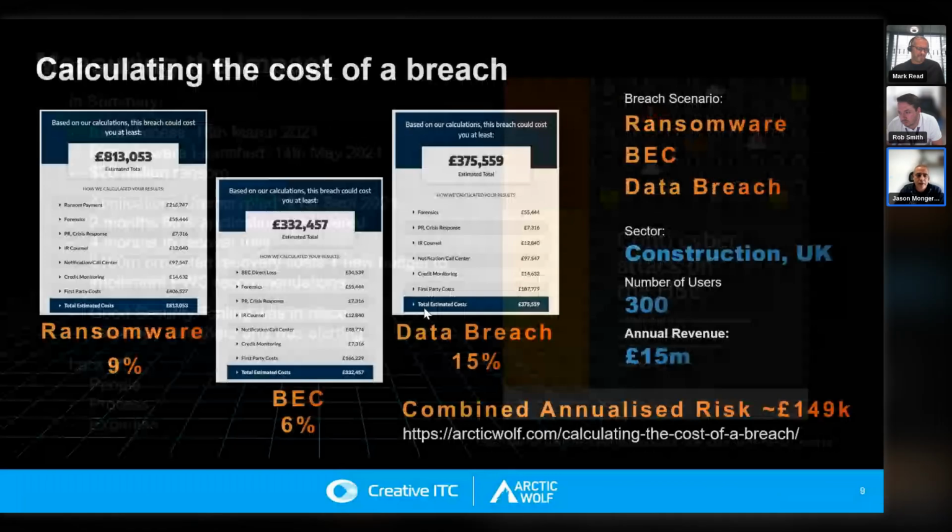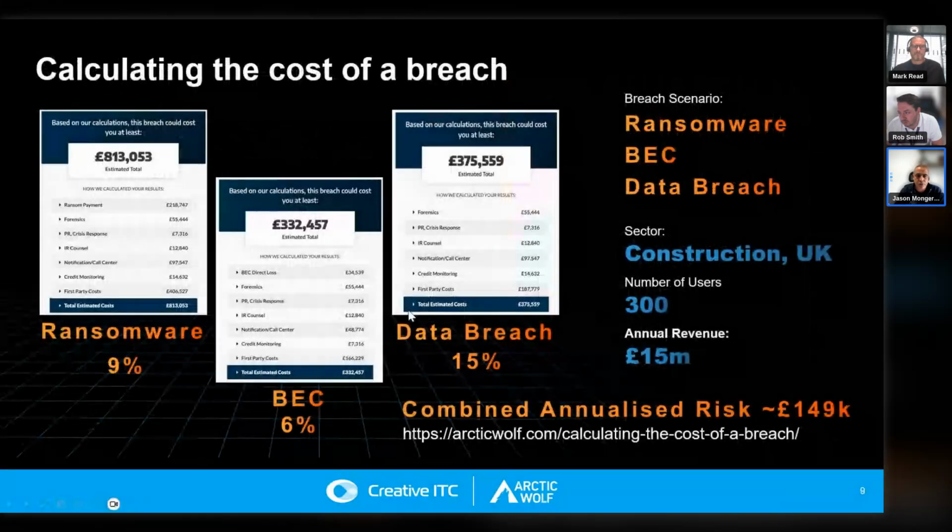Okay, perfect. So what's the cost of a breach to your organization? We have a calculator on our website. You can see the URL again. So calculating the cost of the breach on arcticwolf.com.